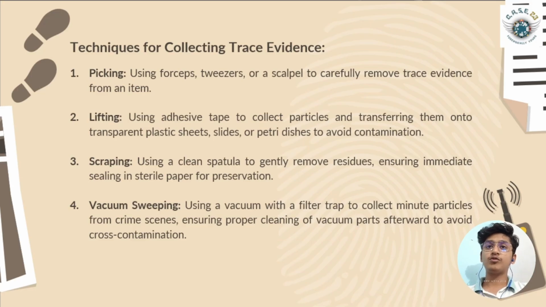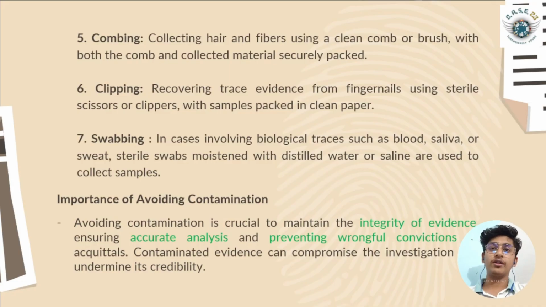The next is vacuum sweeping. For larger areas like carpets or car seats, a vacuum with a special filter collects particles which are then sent to the lab for analysis. And then the fifth type is combing. Hair samples from a suspect or victim are collected using a clean comb or brush to catch any trace evidence hidden in the strands. Then the sixth type is clipping. Nail clippings are collected to recover trace evidence trapped under the fingernails. A clean pair of scissors or nail clippers is used, and the sample is carefully stored in a sterile packet.